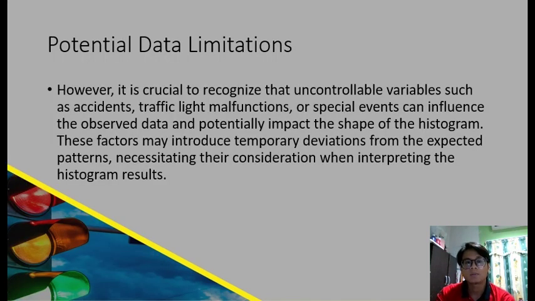Okay, next, potential data limitation. However, it is crucial to recognize that uncontrollable variables such as accidents, traffic light malfunctions, or special events can influence the observed data and potentially impact the shape of the histogram. These factors may introduce temporary deviations from the expected patterns, necessitating their consideration when interpreting the histogram results.